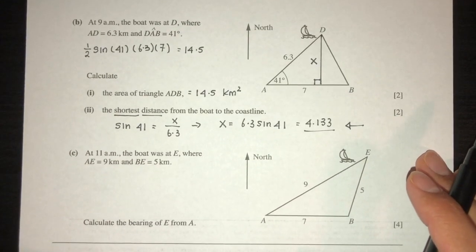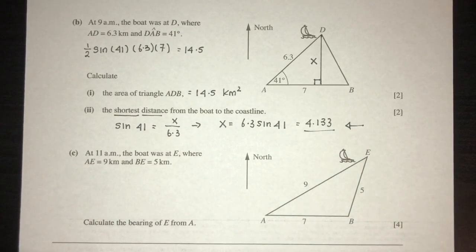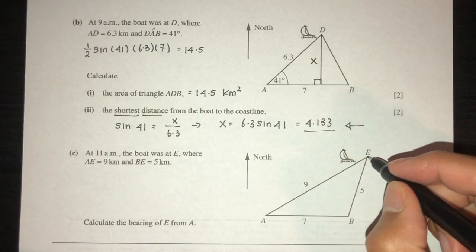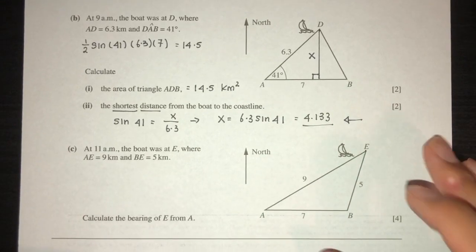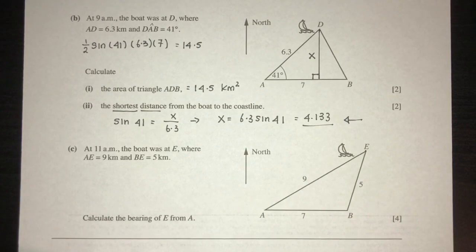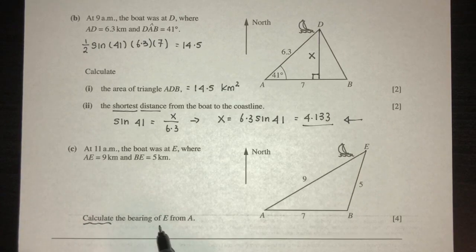Now for part C, we have at 11 a.m. the boat was at point E. That's the position of the boat. Now where A is 9 and B E is 5. Good. Now we have to find the bearing, calculate the bearing of E. So whenever you see calculate, it means that you have to do some calculation of E from A.